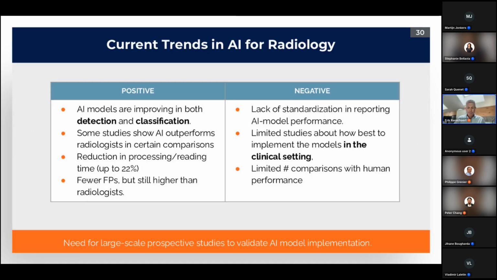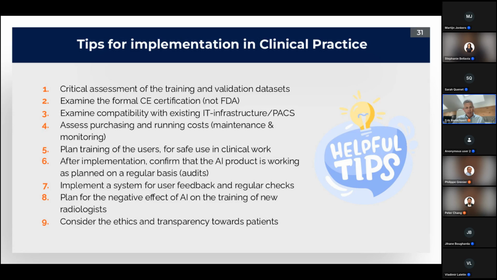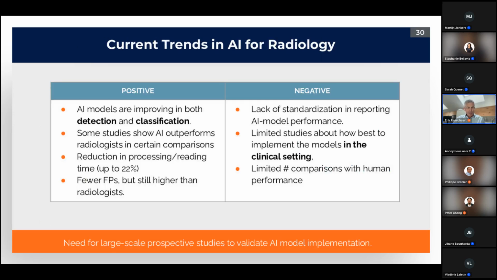Next slide. What are the current trends in AI for radiology? Well, first of all, there are the positive ones. AI models are improving in both detection and classification of abnormalities such as lung nodules. And also positive is that some studies show AI outperforming radiologists in certain comparisons. And there's also a reduction in processing and reading time, up to 22%. We see that there are fewer false positives in the new models, but the false positives are still higher than when a radiologist is reading the images by himself.